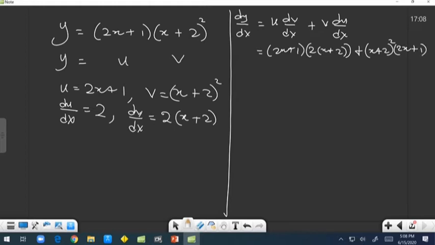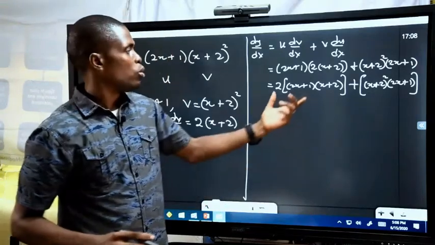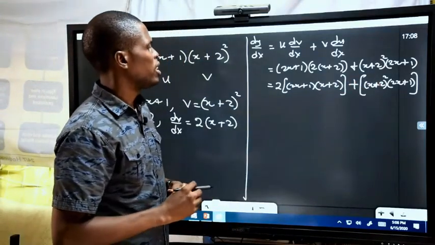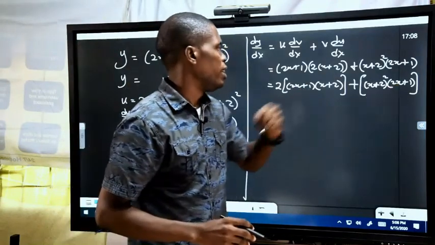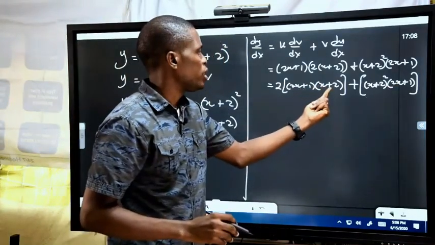So we simplify it. When we simplify, 2 is common here. We have 2 in brackets, 2x plus 1 and x plus 2, close the big bracket, plus another big bracket, x plus 2 all squared, 2x plus 1, close bracket. Now look at the two terms. We can see whether something is common among them. 2x plus 1 is here and 2x plus 1 is here. x plus 2 is here, x plus 2 is here.